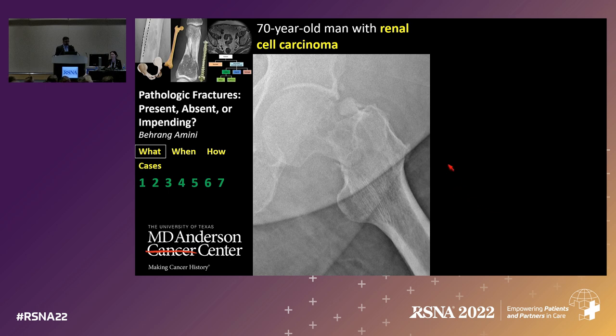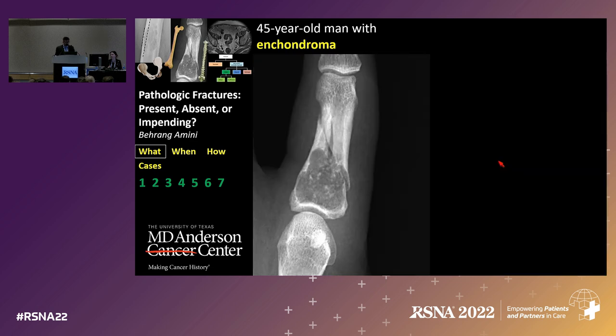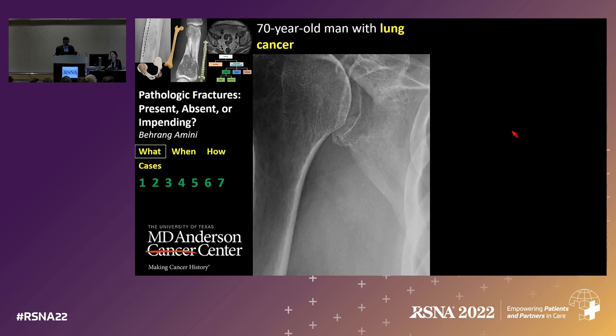So let's just see a few cases. This is a 70-year-old man with RCC. You can see the lesion in the femoral head extending to the neck and intertrochanteric region, and then this comminuted fracture. This is a patient with multiple myeloma. You can see this permeative lesion with a fracture. This is a benign lesion, an enchondroma, with a pathological fracture through it. And then this is an 85-year-old woman with rectal carcinoma, and you can see this pathological fracture of the acetabulum.